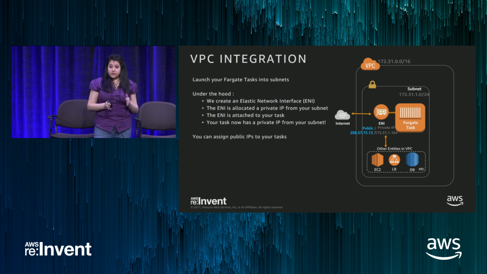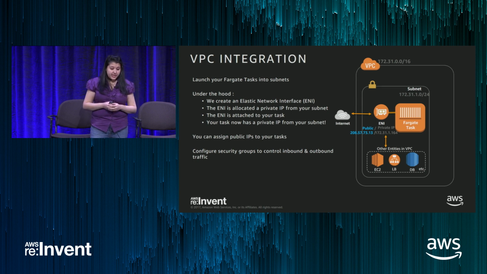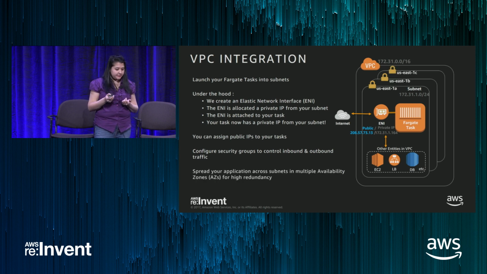But you can also choose to assign public IP addresses to your tasks if you want your task to be addressable on the internet. And we'll go through the details of exactly how you can configure these things. You can also use security group rules and define fine-grained inbound and outbound rules to control exactly what kind of traffic is allowed to and from your tasks. Again, that's a VPC feature that's been available with EC2. It's now available with your Fargate tasks.